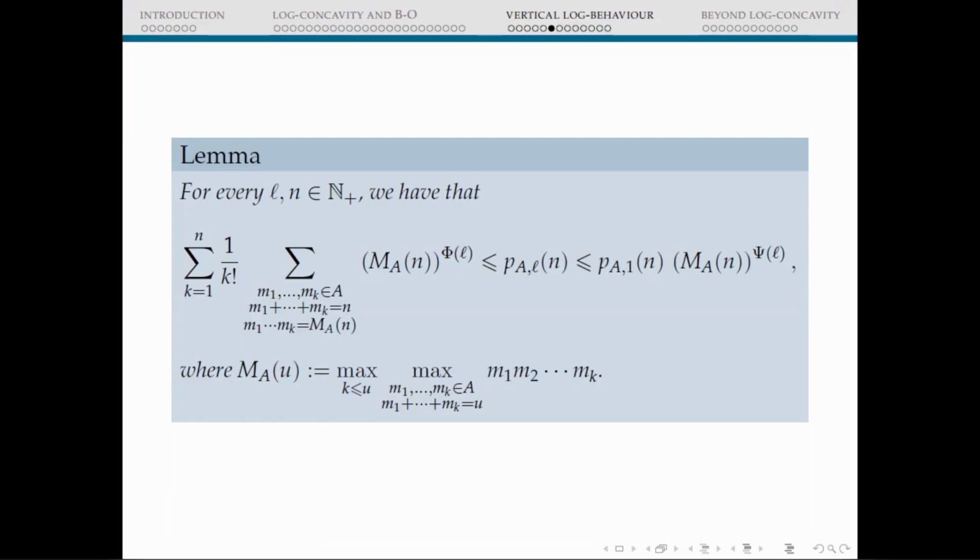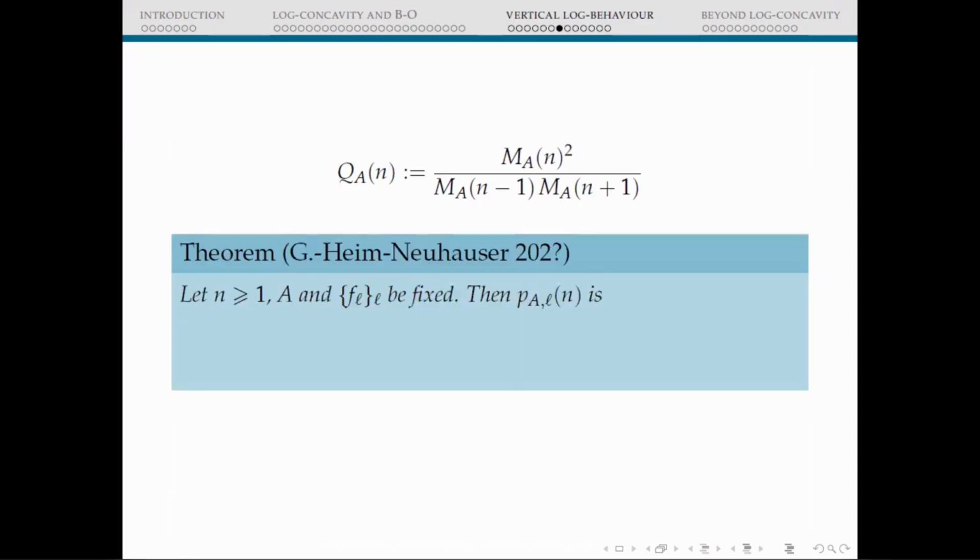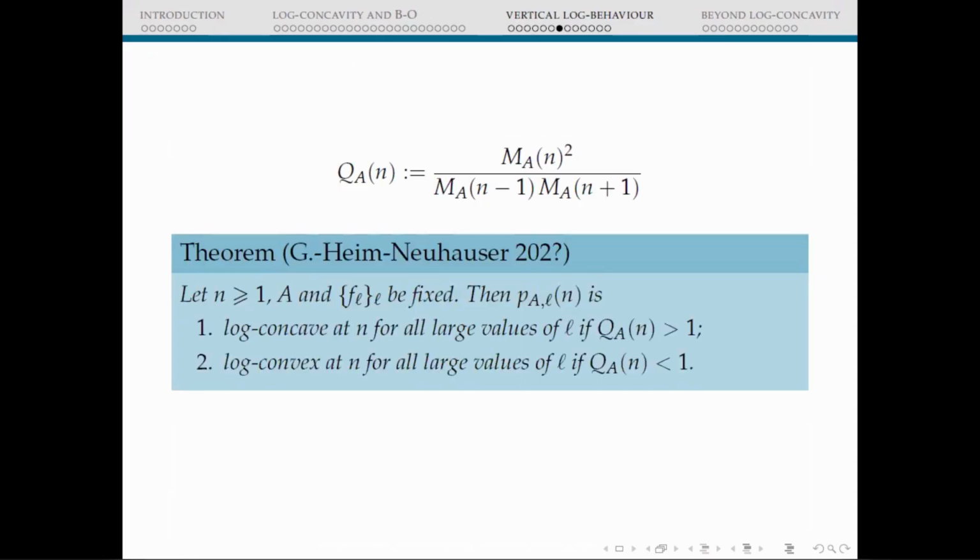And it turns out that the log-concavity as well as log-convexity heavily depends on that number. Namely, if we define the quotient which is directly related to the log-concavity property, it turns out that if this quotient is larger than 1, then we have the log-concavity property. If it is smaller than 1, then we have the log-convexity property. And the natural question is, of course, what do we have if this quotient is equal to 1? Then the situation is tricky.